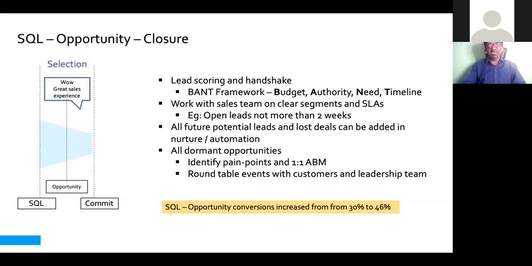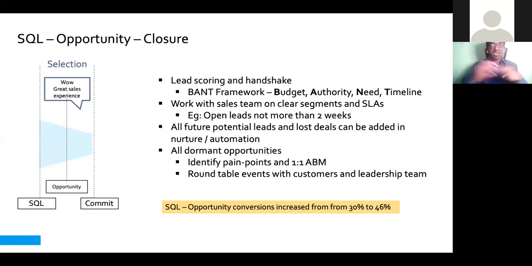So let's say somebody has come to your website and signed up. You figure out, okay, he or she is a CIO or a CTO, looking for a demo. Then when the BDR calls them, they will try to find out whether they're the right person, which is the authority. They should check what is the depth of the need, right?